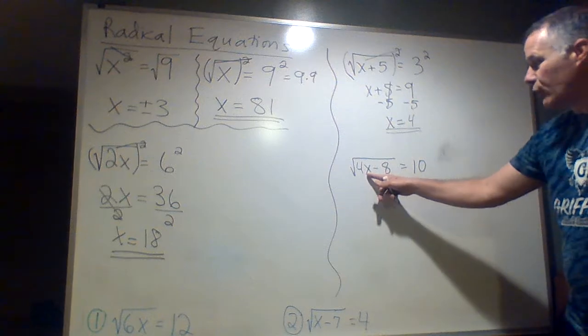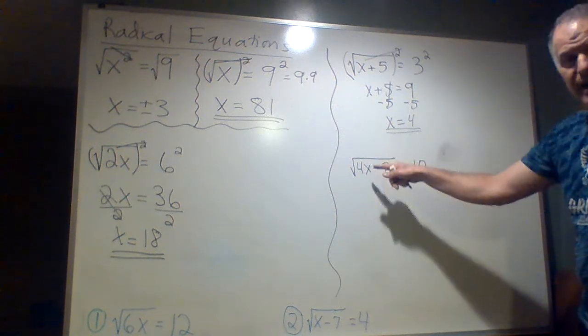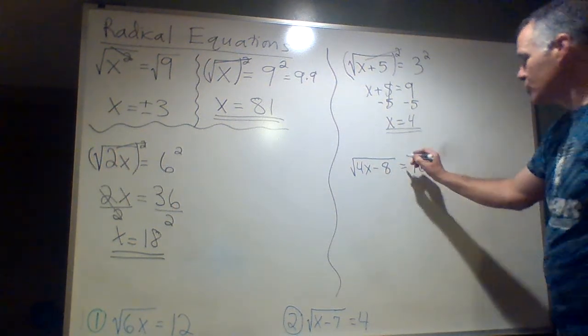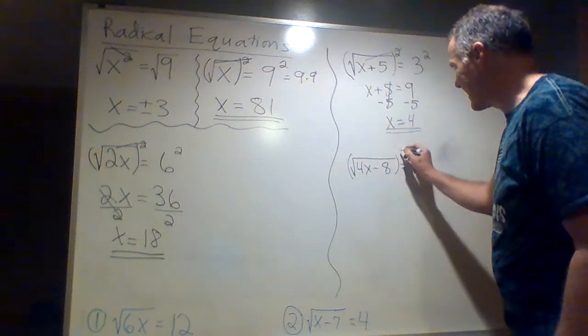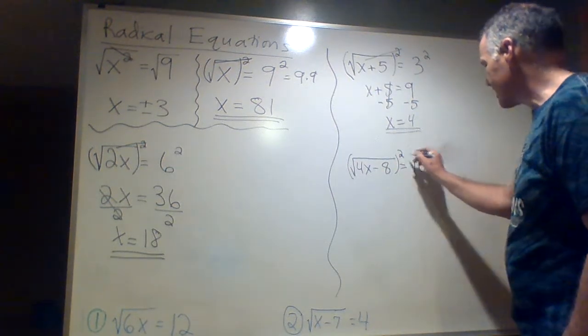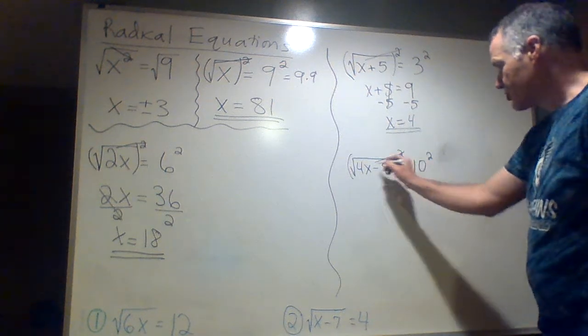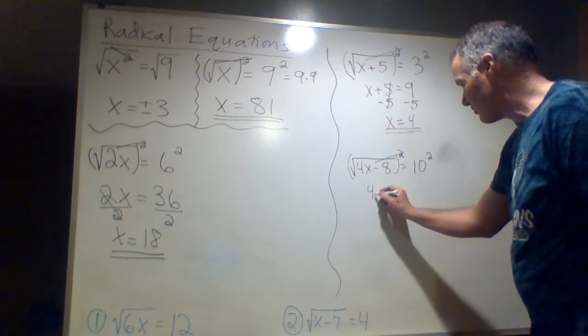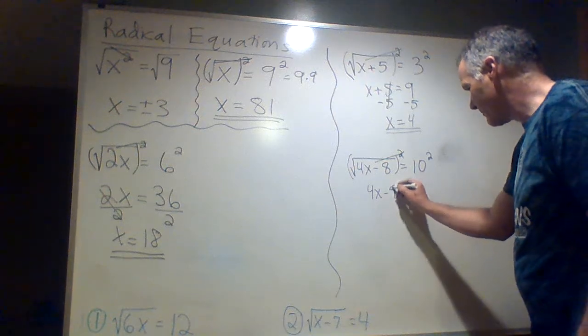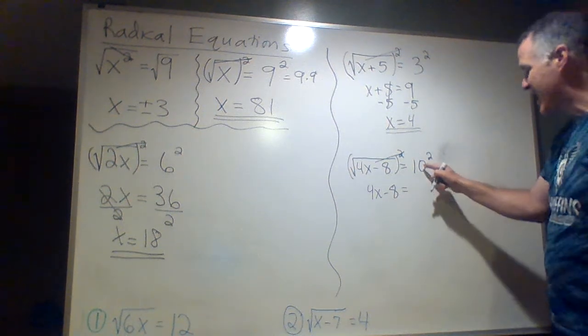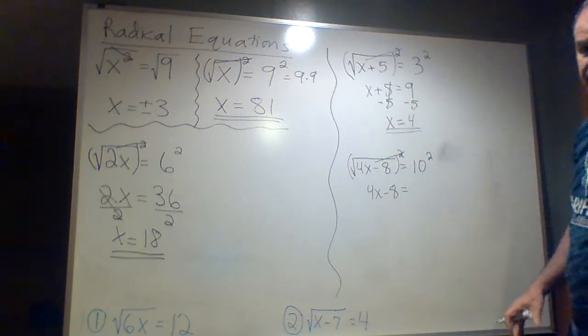Now this one's just got more. I've actually got 4x and a minus 8 inside the radical. So again, just like before, I'm going to square both sides. Again, that square cancels the radical, so what's inside can come out. So 4x minus 8 equals, now 10 squared.